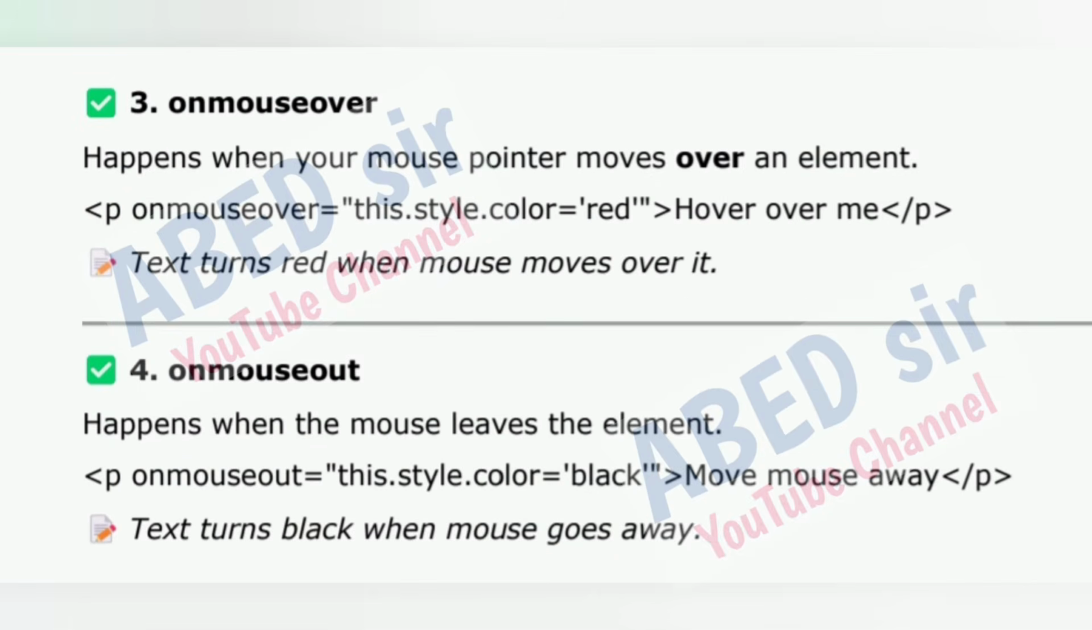3. Onmouseover. Happens when your mouse pointer moves over an element. P onmouseover equals this.style.color equals red, hover over me P. Text turns red when mouse moves over it. 4. Onmouseout. Happens when the mouse leaves the element. P onmouseout equals this.style.color equals black, move mouse away P. Text turns black when mouse goes away.